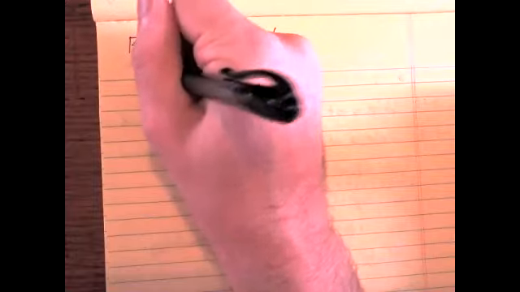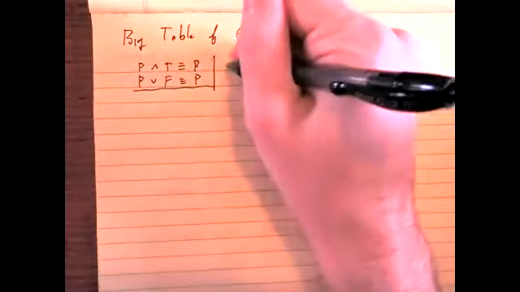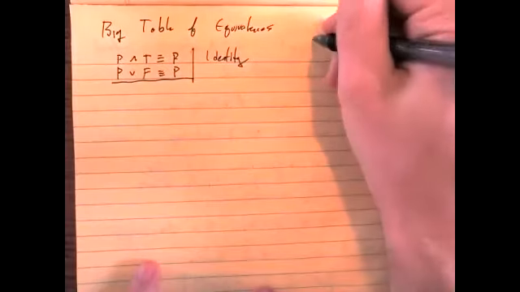Okay, so the first ones are going to be the identity equivalences. So these are P and T is equivalent to P, and P or false is equivalent to P. In this case, it's very easy. So these are the identity equivalences. And of course, we can check this very easily by truth table.